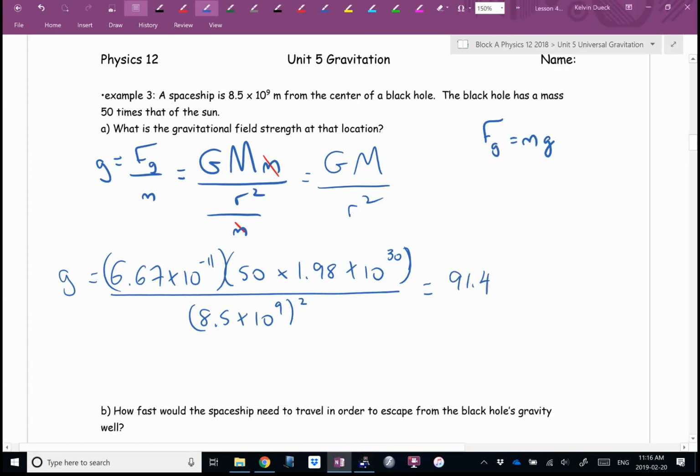91.4 units for gravitational field strength. If you said meters per second squared because you treated it as an acceleration, I'm okay with that. But from here, what should the units be? What do I measure force in? What do I measure mass in? That's another way to write acceleration, but whenever I'm talking about a gravitational field strength, I'll almost always use those units. That many newtons of force on every kilogram of mass.